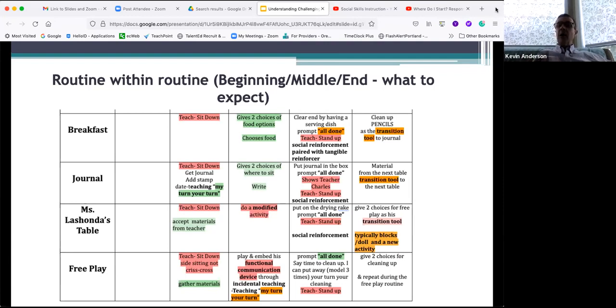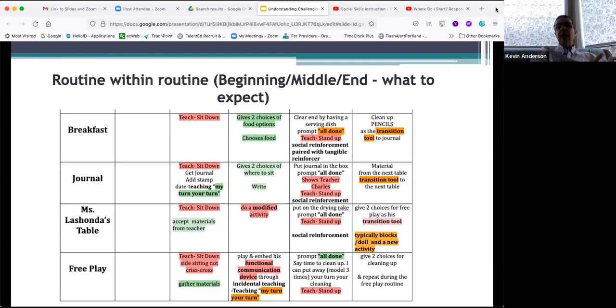So this is an example of a typical preschool morning routine that a class might engage in. So we know that the class comes in and they have breakfast, they go to journal, they go to Miss LaShonda's table, and then after that is free play. That is an example of something. They might have a really great visual schedule of those 4 items. They'll have supports for the entire class to engage, to know that is the typical routine of their class. But for some of our children with disabilities, we need to be thinking about these routines even more.